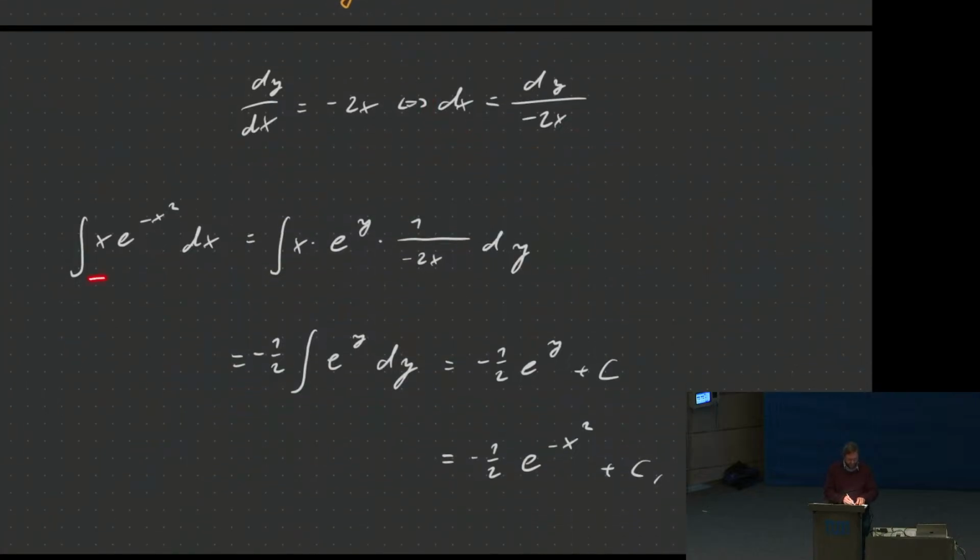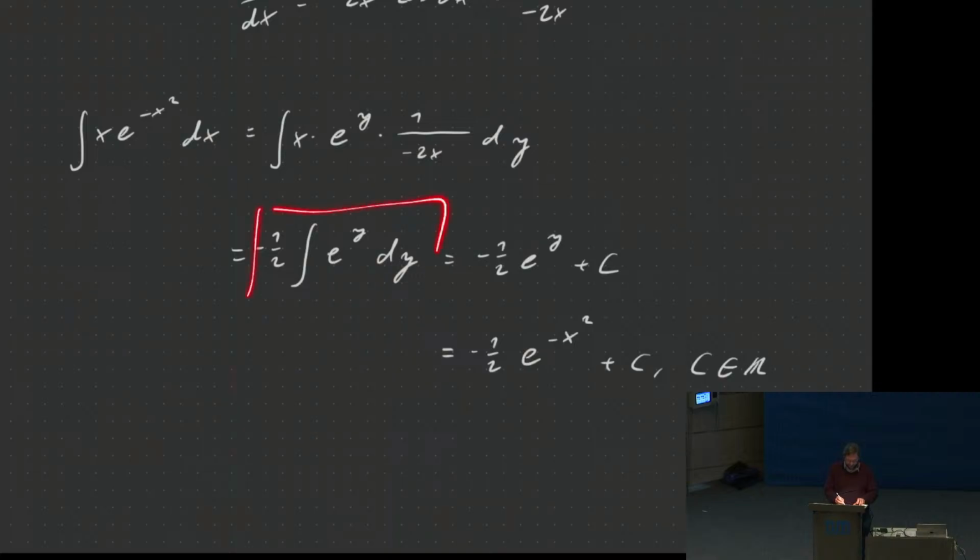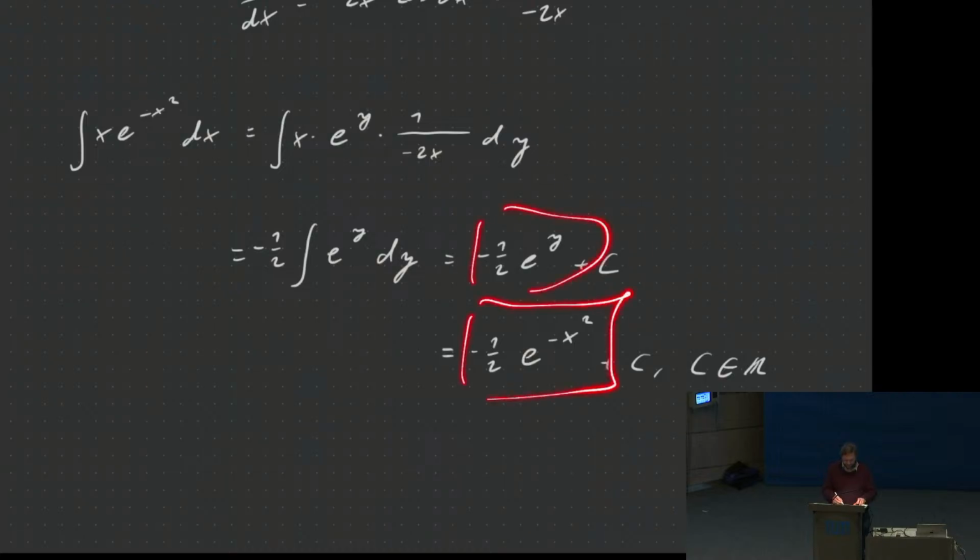So if we use the substitution for solving that integral, what we get is e to the y by our substitution times dy over minus 2x. And again, the x's here, those cancel out. You're left with this integral, and that's easy to solve. And again, in the end, once you solve that, you just undo the substitution step. All right, any questions about that?